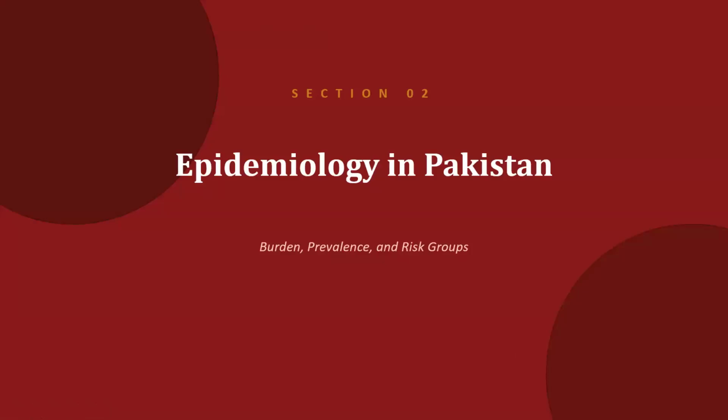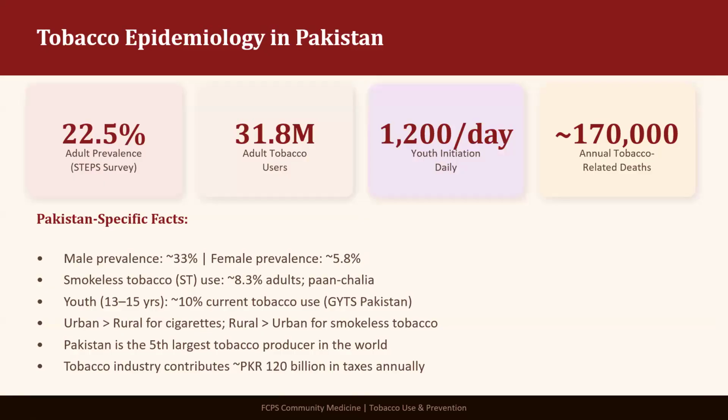Next is the epidemiology in Pakistan. Tobacco epidemiology in Pakistan: 22.5% adult prevalence according to the STEPS survey, 31.8 million adult tobacco users, 1200 youth initiating daily, approximately 1 lakh 70,000 annual tobacco related deaths occurring in Pakistan.